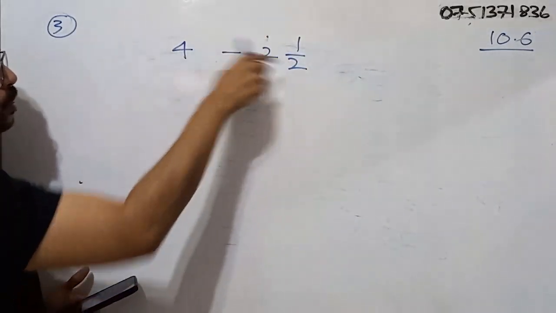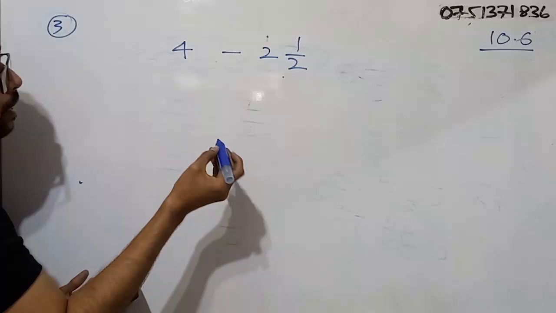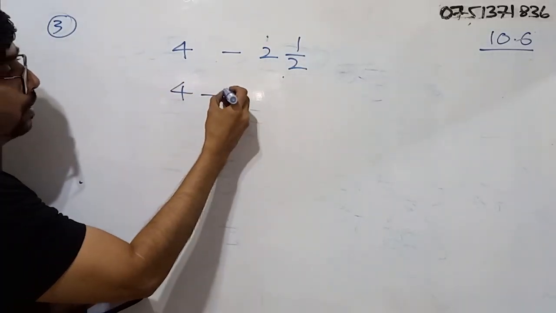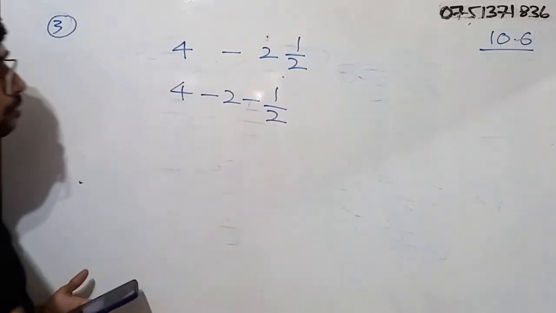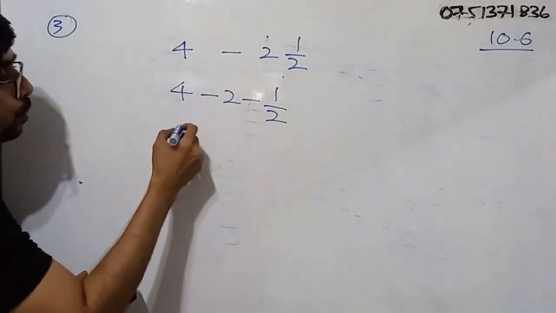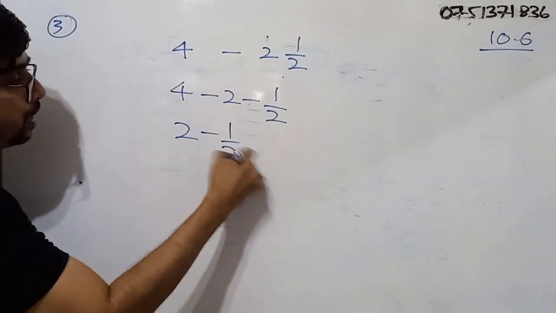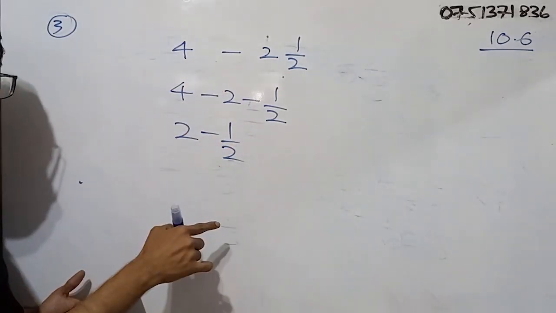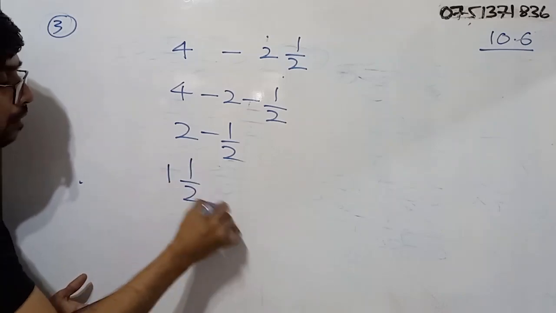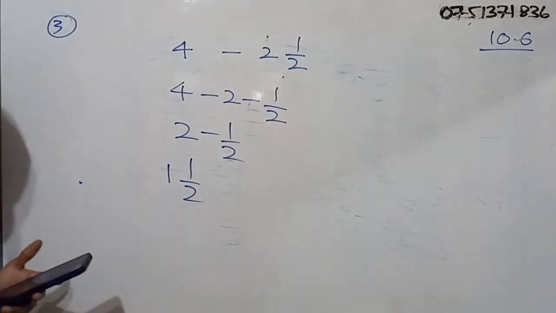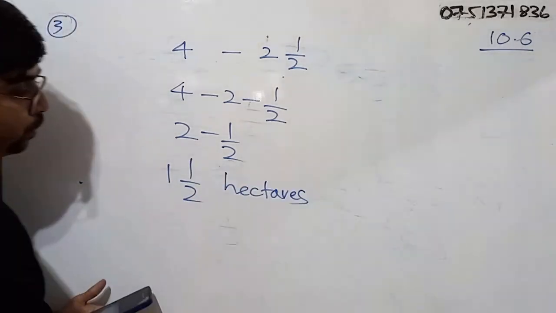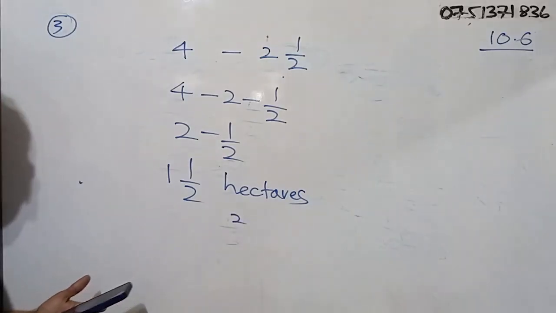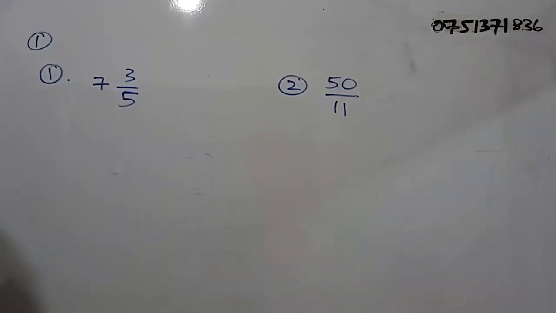So 4 minus 2.5. So I will rewrite this fraction. So 4 minus 2 minus and a half, right? So 4 minus 2, that's 2. 2 minus half. What is 2 minus half? 1.5. So you need to write the unit as well, right? So 1.5 hectares. Okay, miscellaneous exercises. Under that, question number 1.